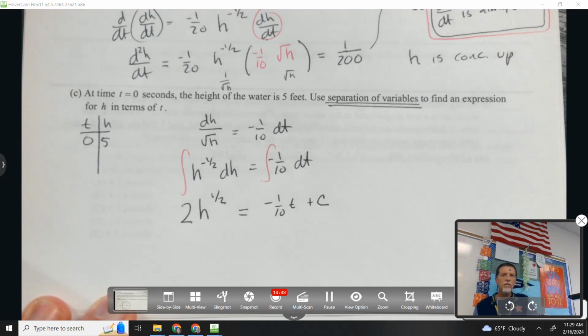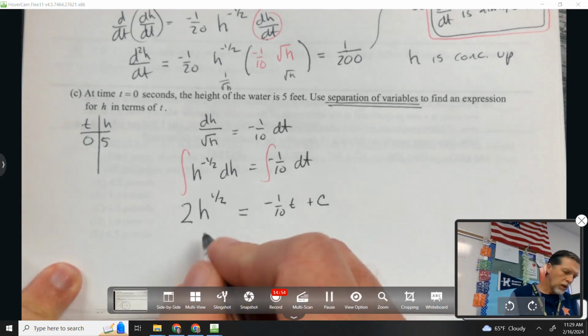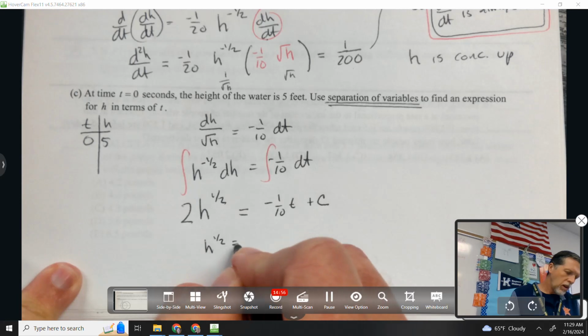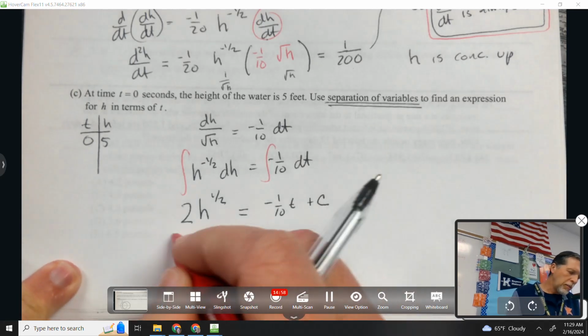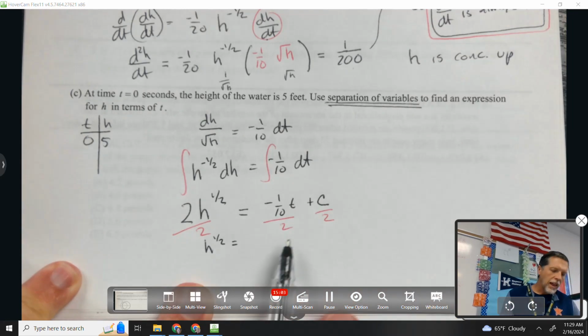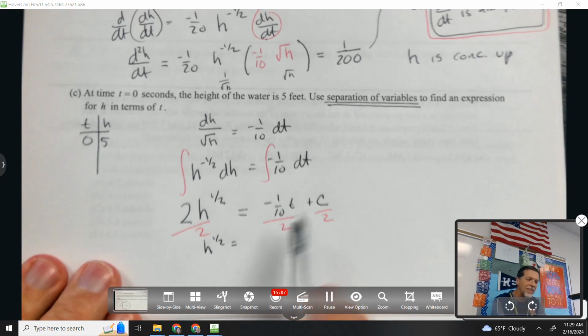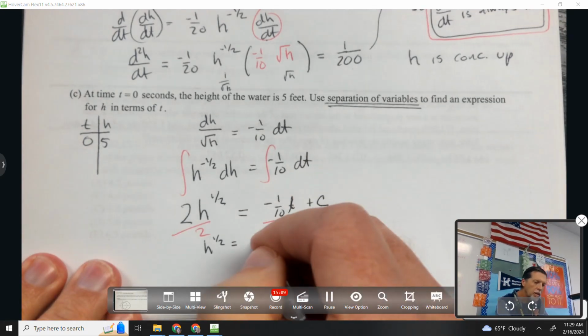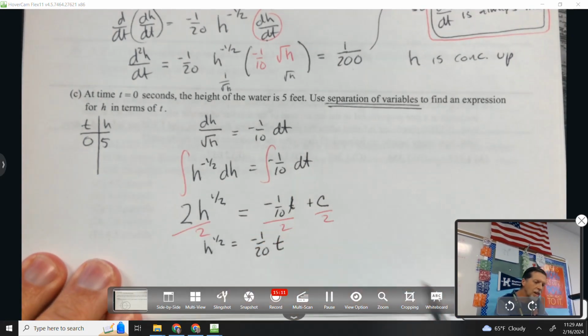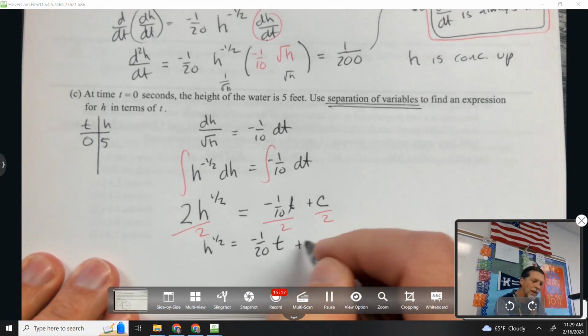Find an expression for h in terms of c. Okay, so I'm trying to solve for h. Let's divide by 2. When I divide by 2, I've got to divide by 2 because that's a t there. That's a variable. So that's negative 1/20th t. What about c over 2? That's the one that you can just kind of wave your hands and be like, it's still just c.